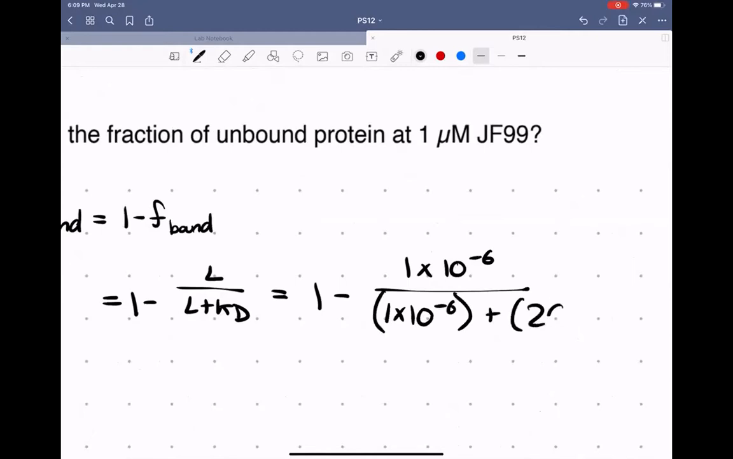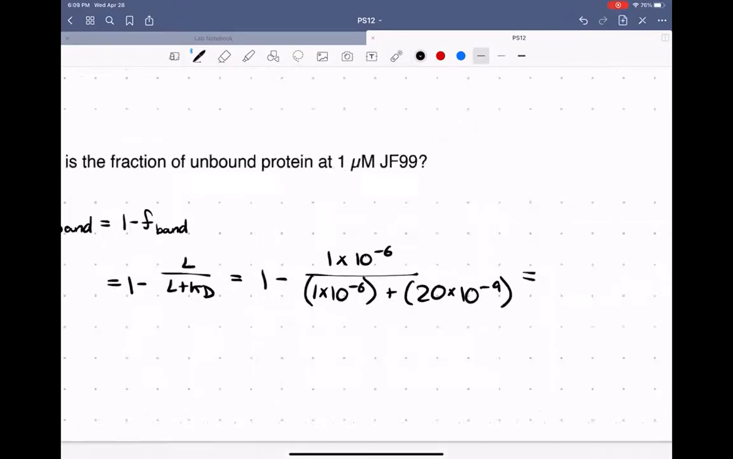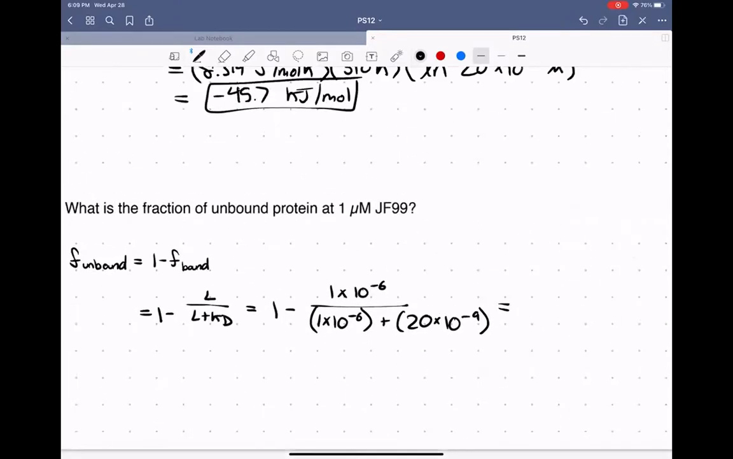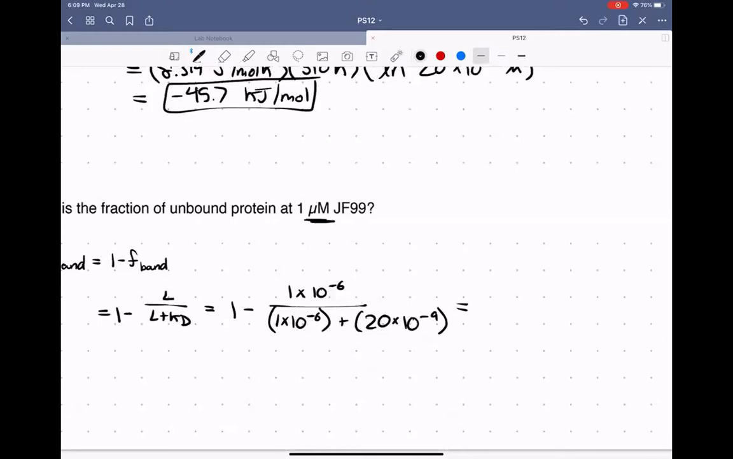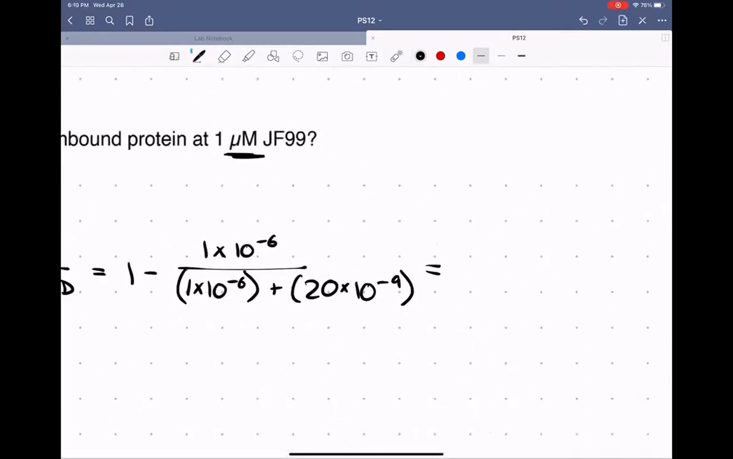And then KD we found was 20 nanomolar. And just make sure everything is in the same units. The ligand concentration they gave us was in micromolar and our KD is in nanomolar, so just convert everything to molar. So you could find the right answer. So you get 1 minus 0.98, so your fraction unbound would be 2%.